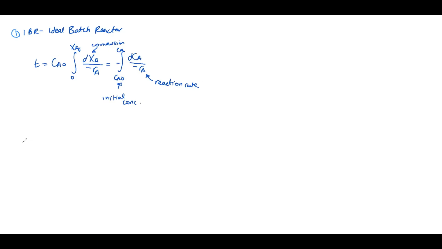The second type of reactor we discussed is the CSTR, which is the continuous stirred tank reactor, also referred to as a mixed reactor. And the equation for the CSTR, the performance equation, is V over FA0 is equal to tau over CA0 is equal to XA over minus RA.